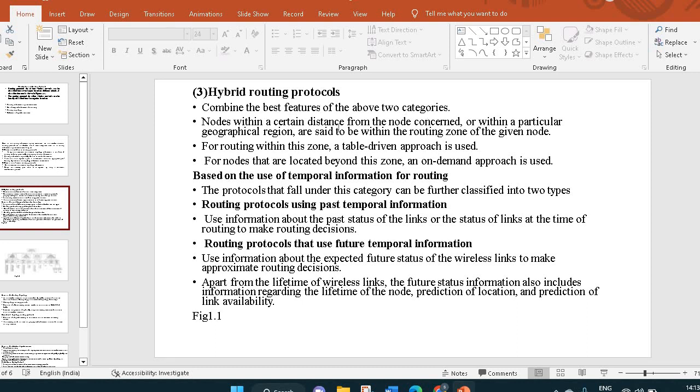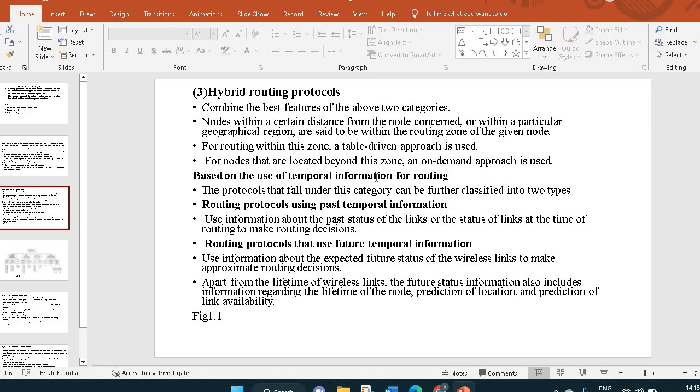Nodes within a certain distance from the node concerned, or within a particular geographical region, are said to be within the routing zone of the given node. For routing within this zone, a table-driven approach is used. For nodes that are located beyond this zone, an on-demand approach is used.